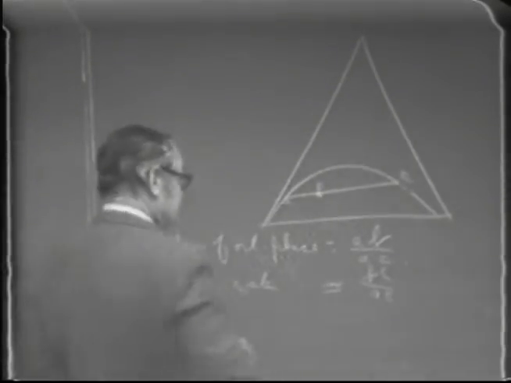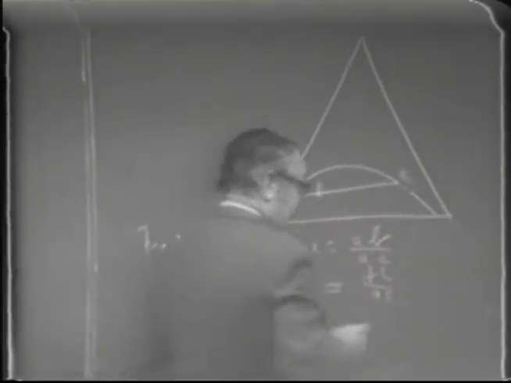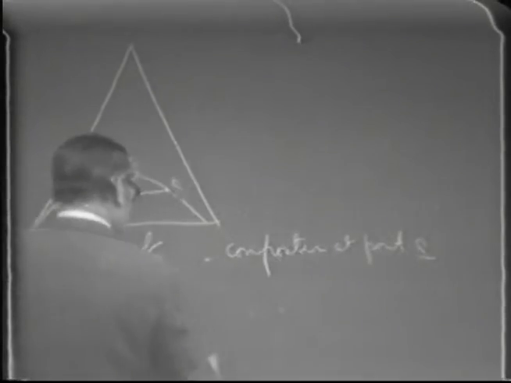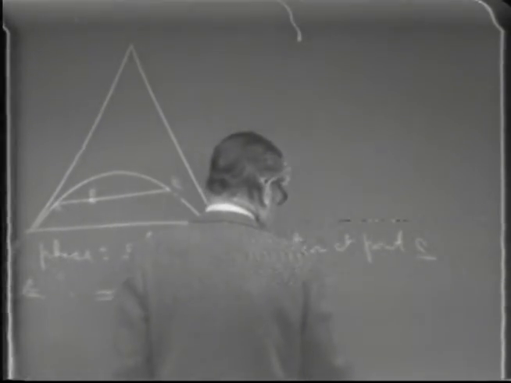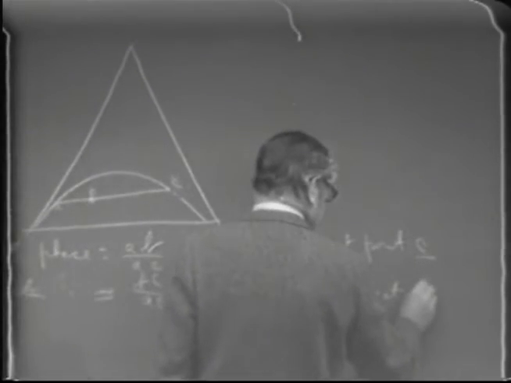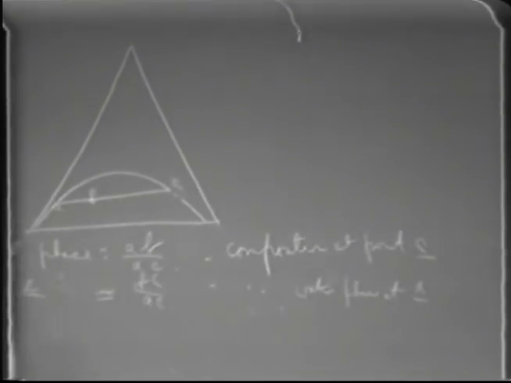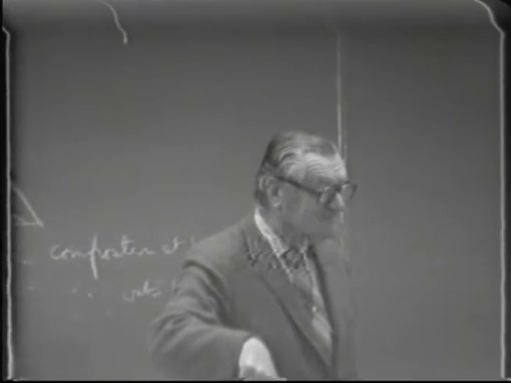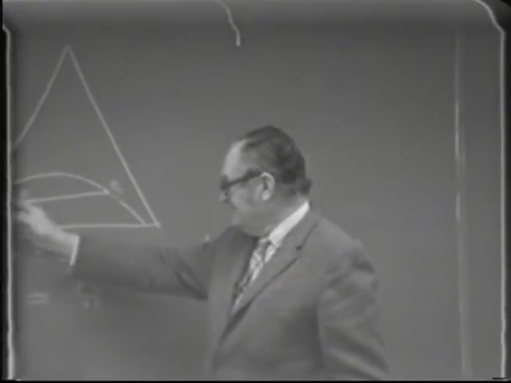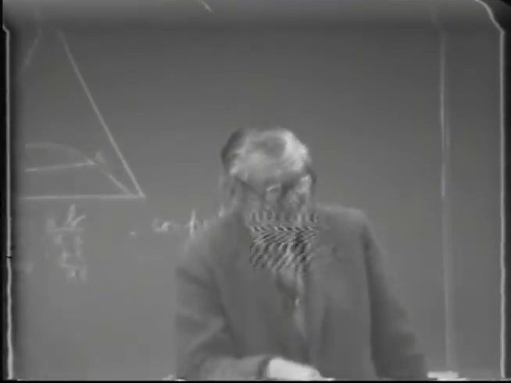Of which, of course, the composition of the oil phase is given at point C, and the composition of the water phase at point A, the way I've called it here. Now, by writing a mass balance with respect to, let's say, alcohol or water, you can prove that fraction does indeed represent the relative masses of the two fractions present.